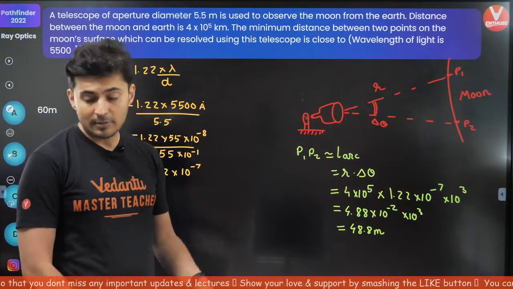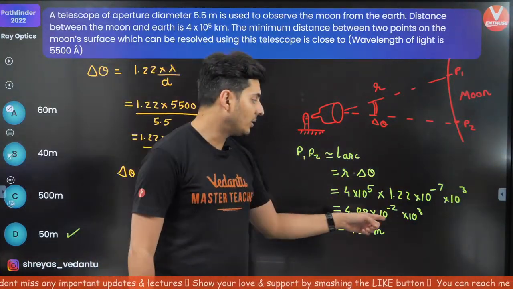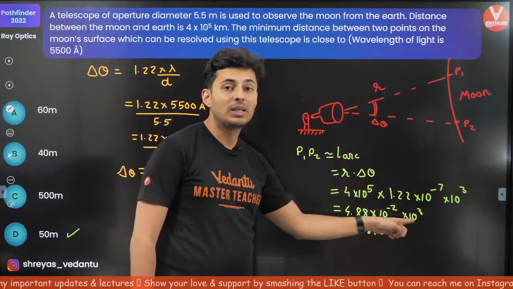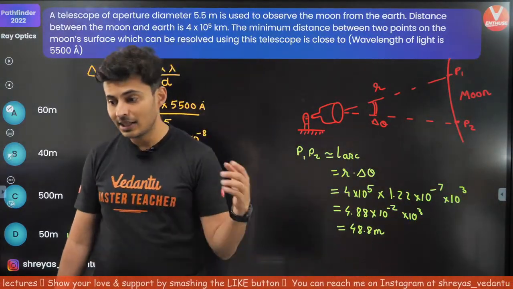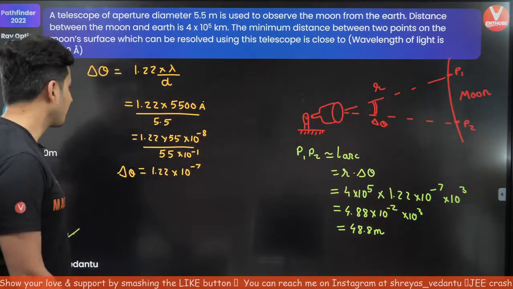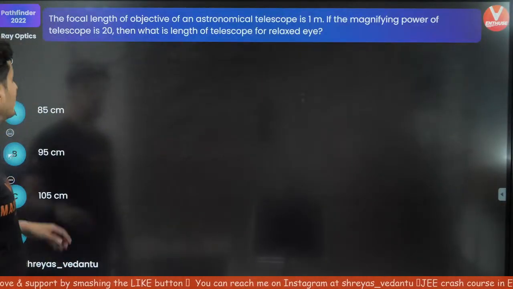Be careful, Kalpana. 4.88 into 10 to the power minus 2 into 10 to the power 3. It will be into 10. 4.88 into 10 will be 48.8, which is very close to 50. All right, moving on to the next question.